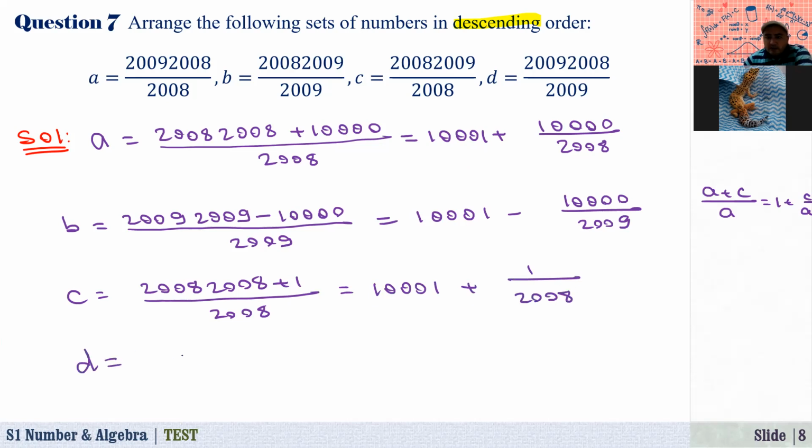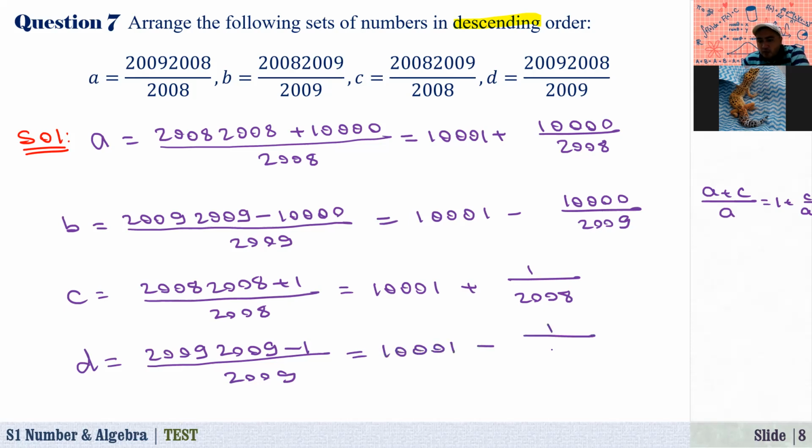And the last one, D, again, the 2009, I can just write it as 2009 and 2009 minus 1, because here we have 2008 over 2009. That's equal to 2009 over 2009. That's equal to 10,001 minus 1 over 2009. Okay. So now if you notice here, right, actually all of these numbers are the same. 10,001, 10,001, 10,001, 10,001. Just we have to compare their fraction, right?